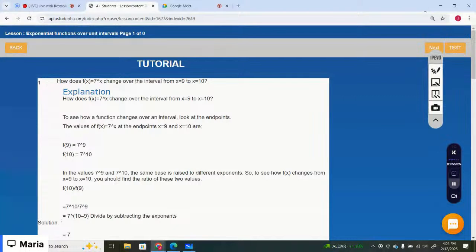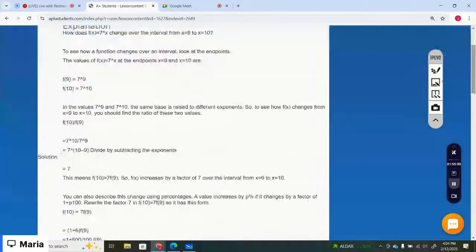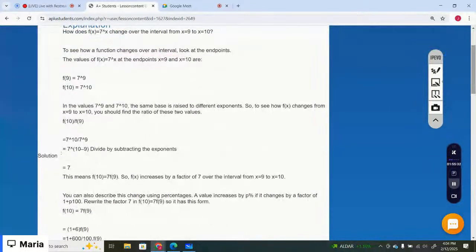In the values 7 exponent 9 and 7 exponent 10, the same base is raised to different exponents. So to see how f(x) changes from x equals 9 to x equals 10, you have to divide f(10) by f(9). That is 7 exponent 10 divided by 7 exponent 9. So you have to subtract their exponents. 10 minus 9 is 1. The correct option is 7. So f(x) increased by a factor of 7 over the interval from x equals 9 to x equals 10.